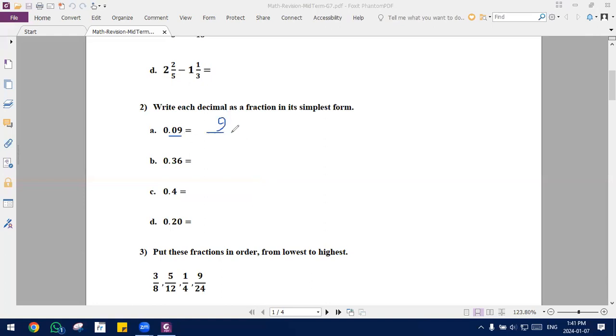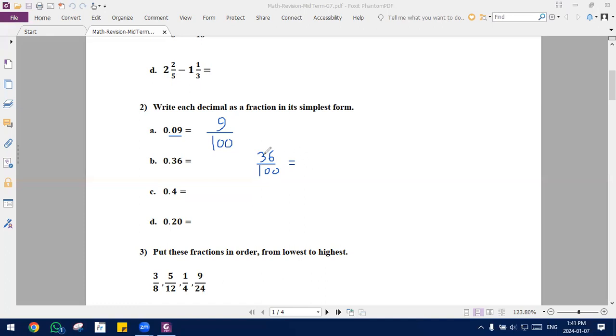So 9 over 100. Can I simplify? Can I divide both of them? No. The next one we have 36 over 100. Can we simplify them? Yes, we can. So if you think it's a bit hard for you, you can do it step by step.